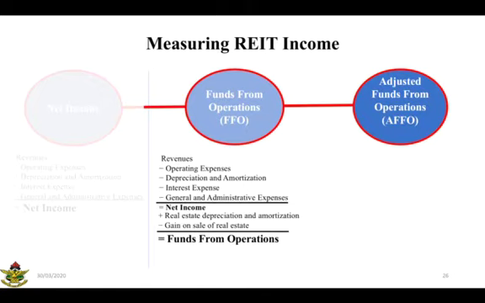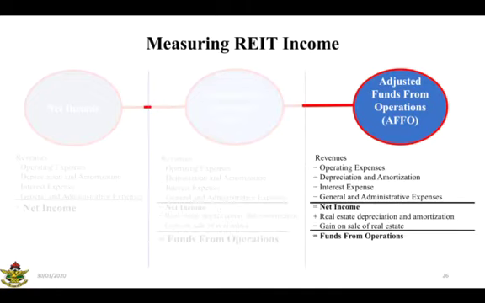Now, let's turn our attention to the adjusted funds from operations. Some analysts go further and calculate adjusted funds from operations. Funds from operations is modified by two items. The first is non-real estate depreciation and amortization, and the second is a straight line rent adjustment.